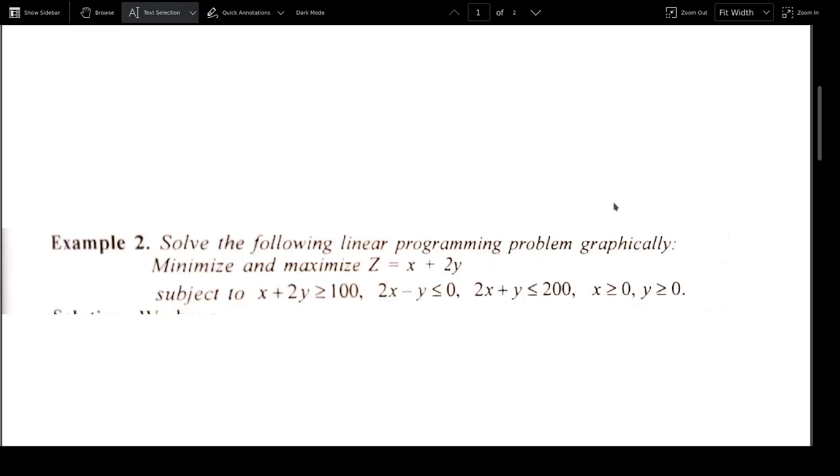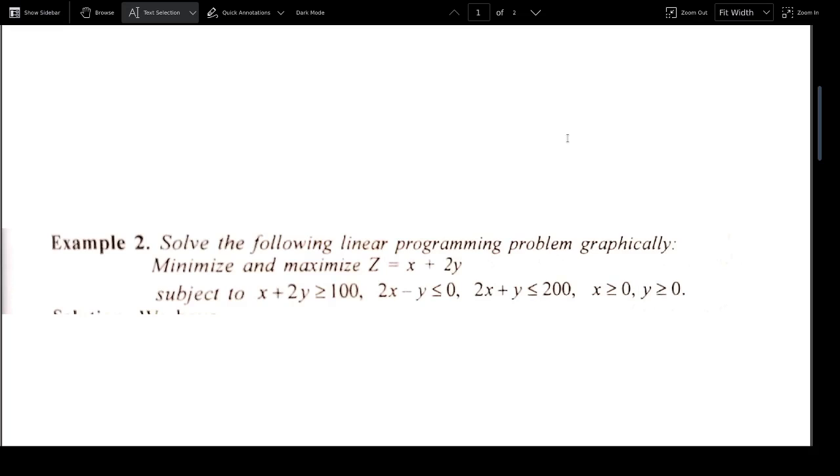Solve the following LPP graphically. Minimize z and maximize z equal to x plus twice y, subject to x plus twice y greater than or equal to 100, twice x minus y less than or equal to 0, twice x plus y less than or equal to 200, x greater than or equal to 0, y greater than or equal to 0.